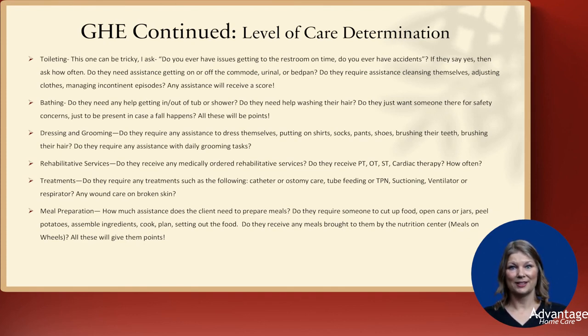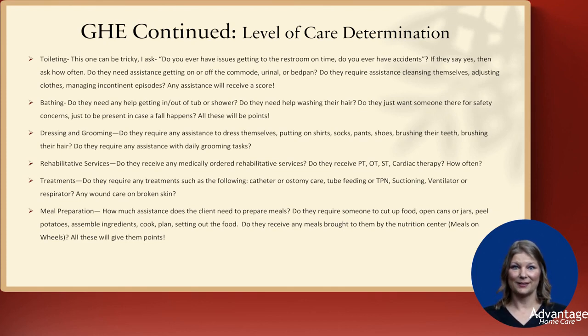Rehabilitative services. Do they receive any medically ordered rehabilitative services? Do they receive physical therapy, occupational therapy, speech therapy, or cardiac therapy? If so, how often? All these will give them points. Treatments. Do they require any treatments such as the following: catheter or ostomy care, tube feeding or TPN, suctioning, ventilator or respirator, any wound care on broken skin? All these will give them points.